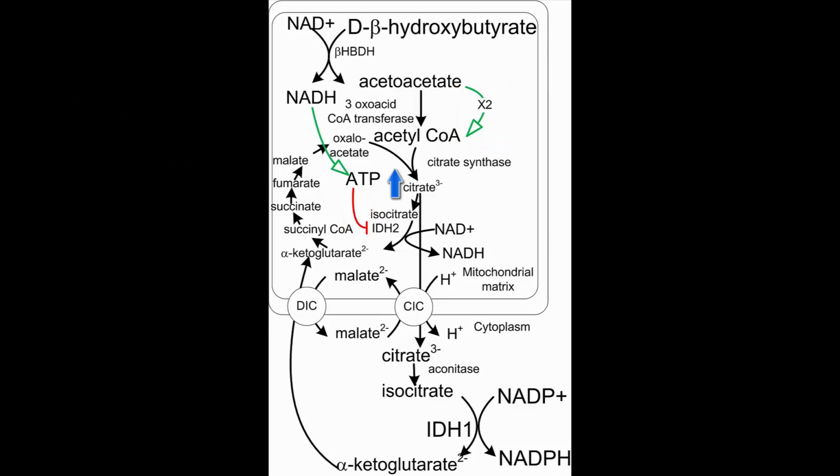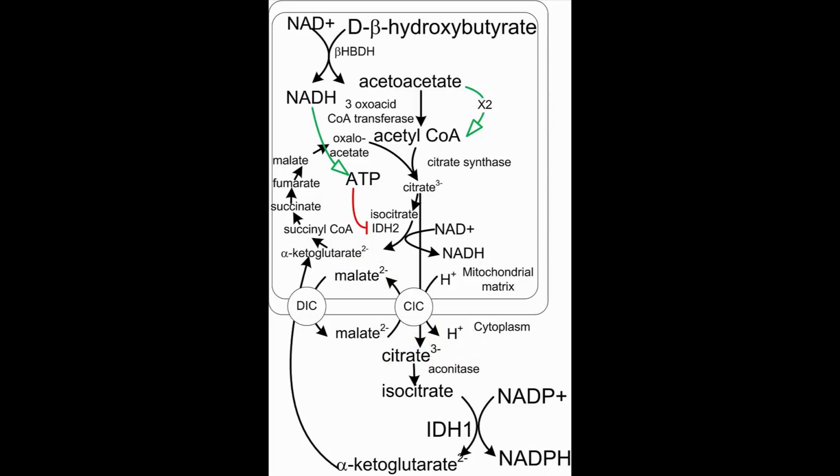There are citrate carriers in the mitochondrial membrane. If the concentration of citrate inside the mitochondria exceeds the concentration outside, citrate leaves and malate comes in and H+ goes out, and the charges balance. Now you have citrate in the cytosol.